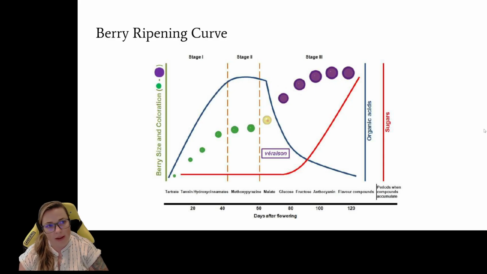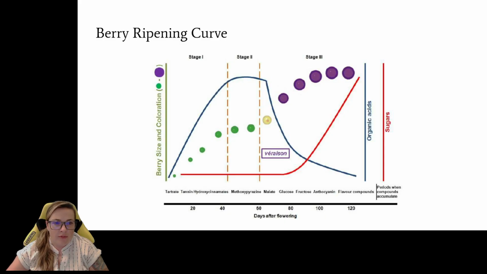So just as a recap, this is our berry ripening curve. As you can see, there are 3 stages for berry ripening. You have stage 1, 2, and 3. As you can see in stage 1, we have acids, this blue line, organic acids, accumulating very, very quickly, and then peaking at stage 2. At stage 3, it starts to drop.